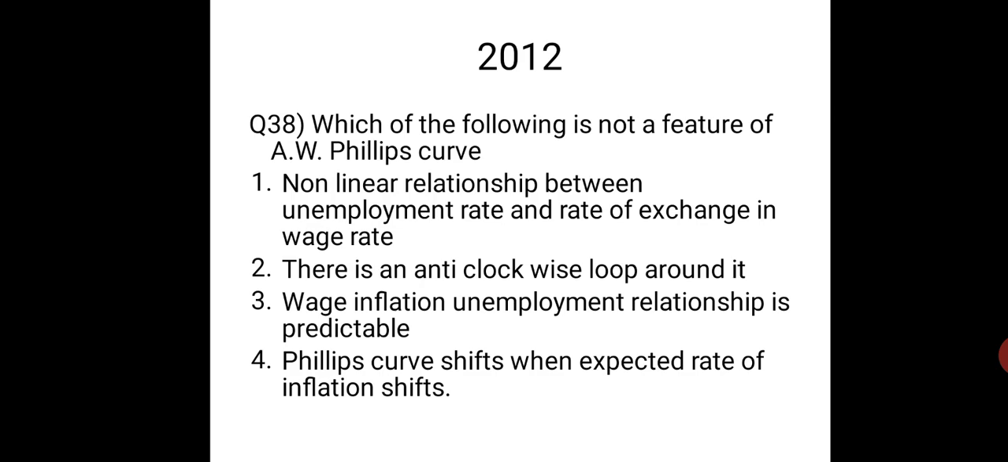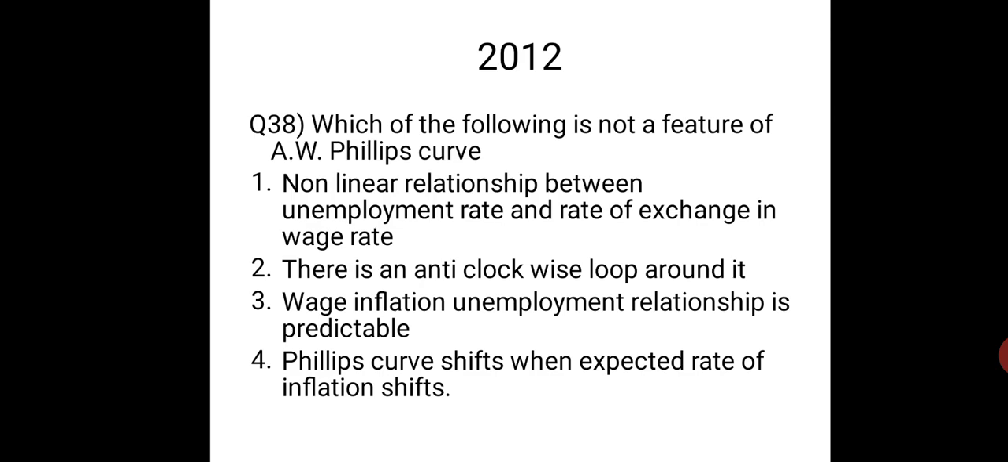Right? We know that there is a loop, but the kind or nature of the loop is a problem. It's not an anti-clockwise loop. It is a clockwise loop that forms when there is a shift in Phillips curve leading to more inflation. So any effort to reduce the unemployment will increase the inflation, forming a loop with a shift in Phillips curve. So that option, the second option, is not a feature of AW Phillips curve. It is a clockwise loop that forms around Phillips curve when there is a shift in Phillips curve leading to inflation. So that is not a feature.